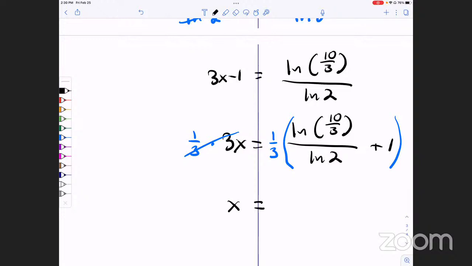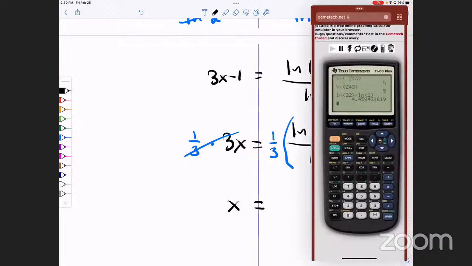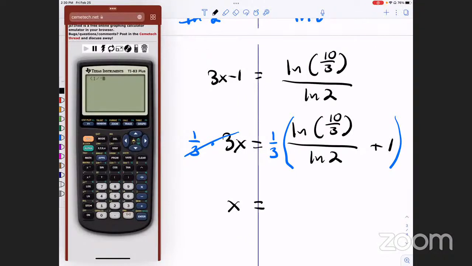Okay, let's see. So now we have the natural log of 10 over 3, divided by the natural log of 2. Using your parentheses here takes practice to do correctly. If you don't do it correctly, it'll throw things off and it won't work. So that takes practice to be able to do that properly.